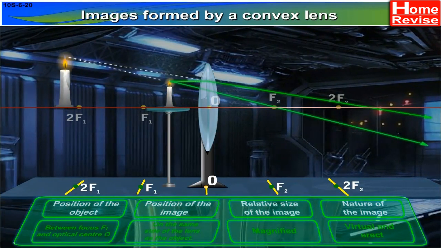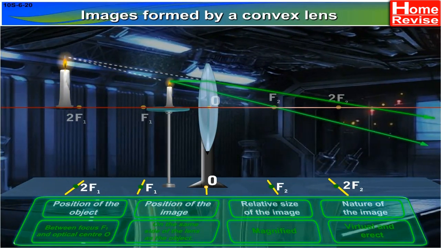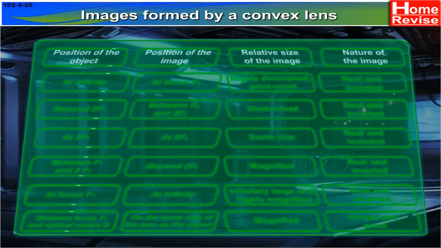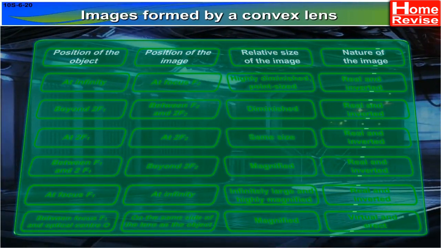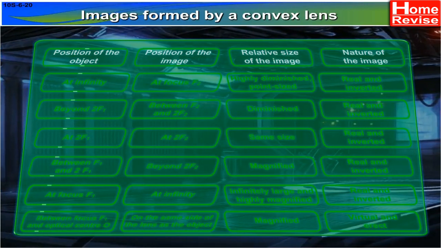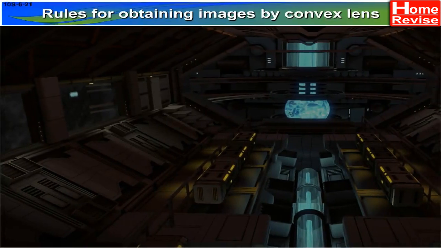Every time, obtain a clear, sharp image on the opposite side of the lens. Record the position, relative size, and nature of the image and verify it with the table. Rules for obtaining images.